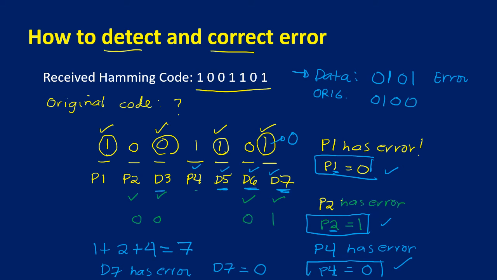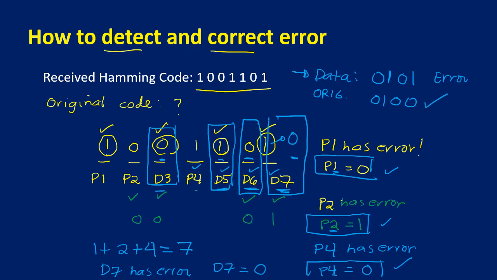Remember, you are looking at your data positions, D3, D5, D6, and D7. You have 0, 1, 0, 0. Okay.